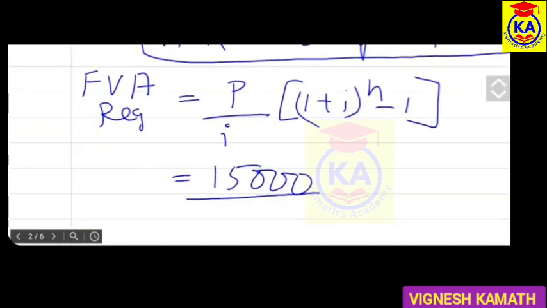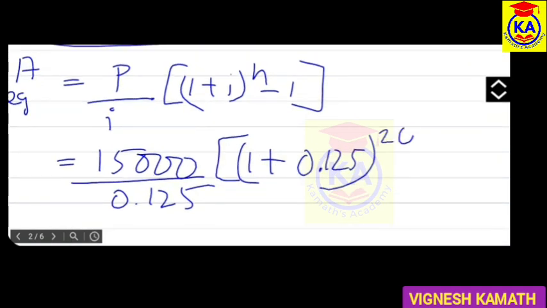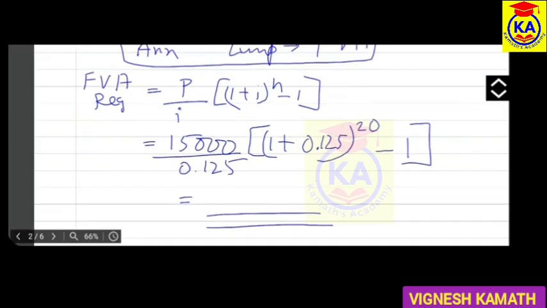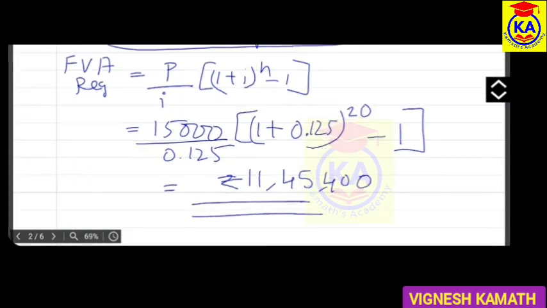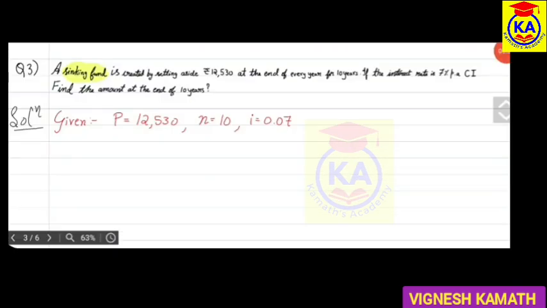I is 0.125 into 1 plus I is 0.125 to the power n, n is 20 years minus 1. By solving this, you're going to get the answer rupees 11 lakh 45,400. This is the future value of annuity. At the end of 20 years, you are going to get 11 lakh 45,400 rupees. Rupee sign is a must. Let's see question number 3.